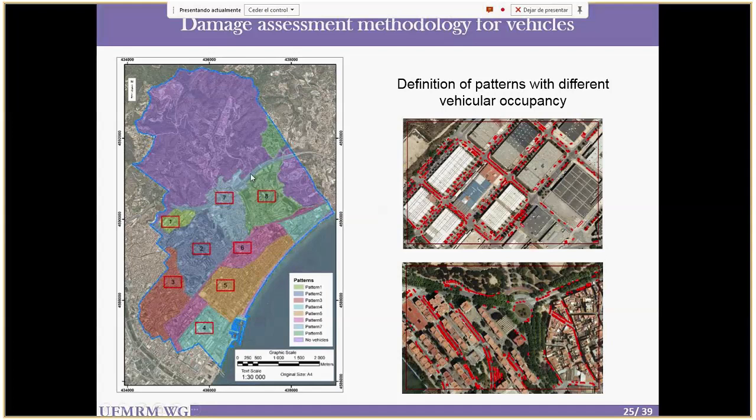These patterns, as you can see here, are the result of extrapolating the results for each window to a more extensive area. So in each pattern, a different percentage of vehicles occupy the roads, driving and parking areas.